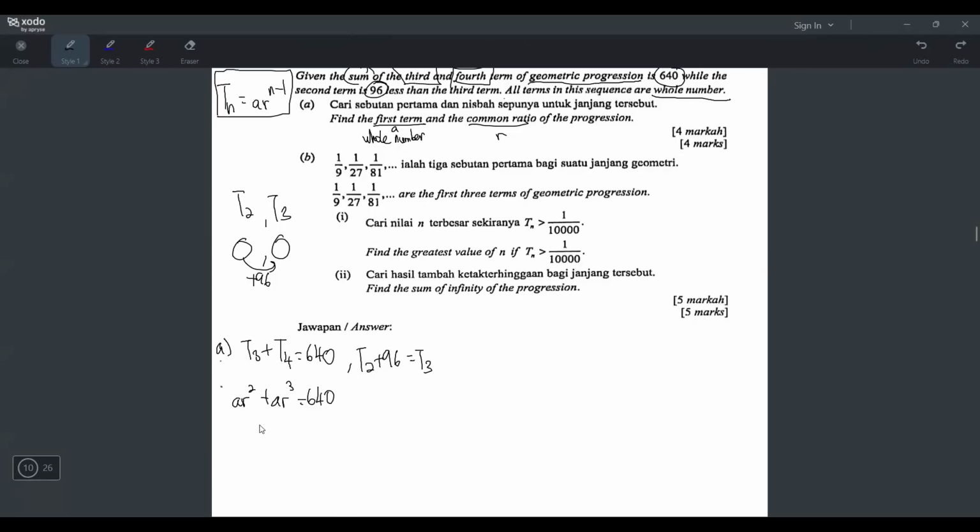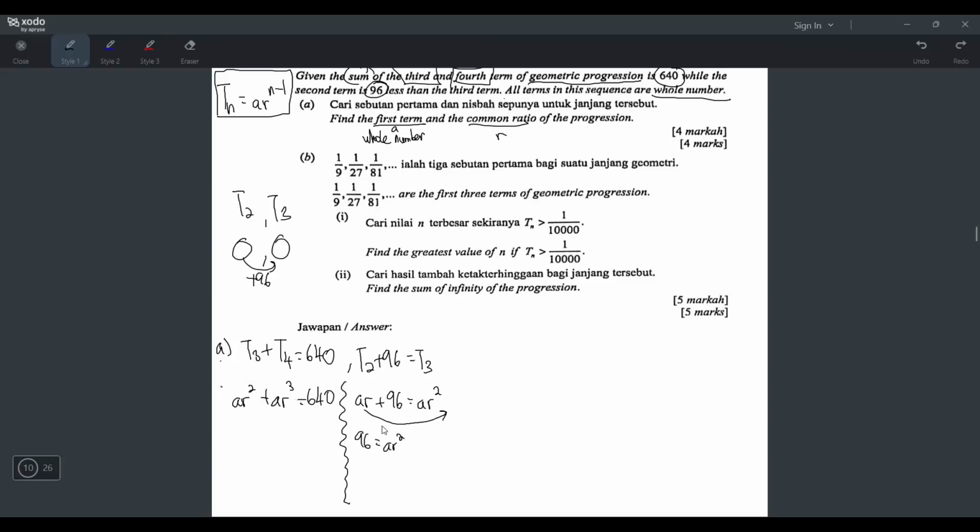Now we can use the formula for the other information. So T2 will be AR power 1, power 1 tak payah tulis, plus 96 equals to T3, AR power 2. What can you do now? You can pindah the AR. I think I will choose to pindah like this. It's better, right? So it becomes 96 equals AR power 2 minus AR. It means I try to make the AR square and AR on one side, because the other equation also looks like this, so I will make it like this also.